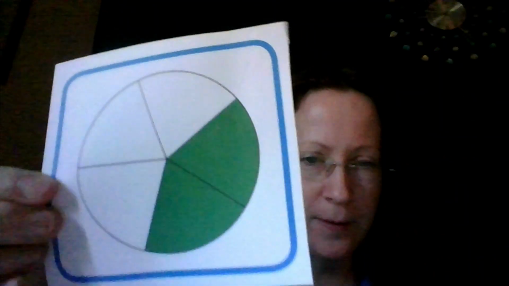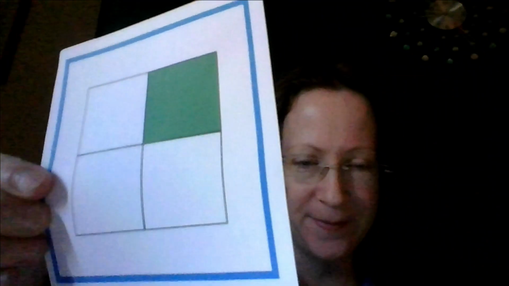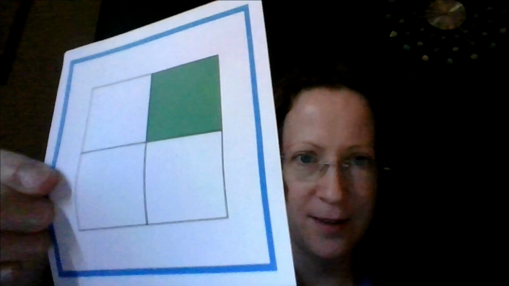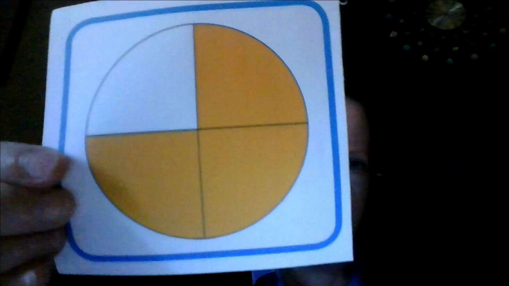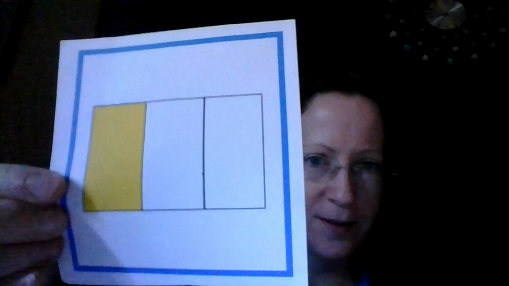Correct, 4/6 and it's a non-unit fraction. Have a go at that one. Two-fifths and it's a non-unit fraction. This one. Well done, 1/4 and it's a unit fraction. About this one. Excellent, 3/4 and a non-unit fraction. Have a go at that one. Yeah, well done, a third and a unit fraction.